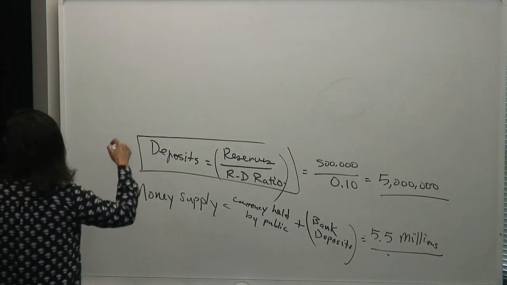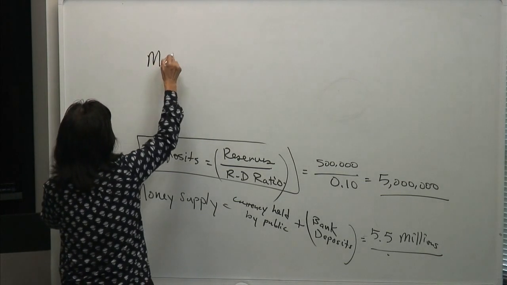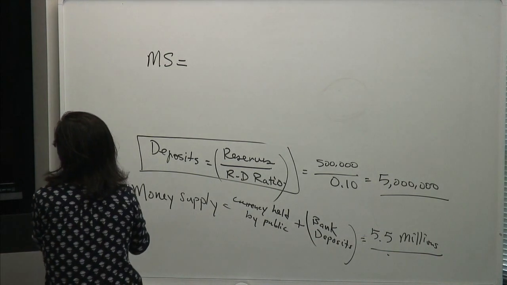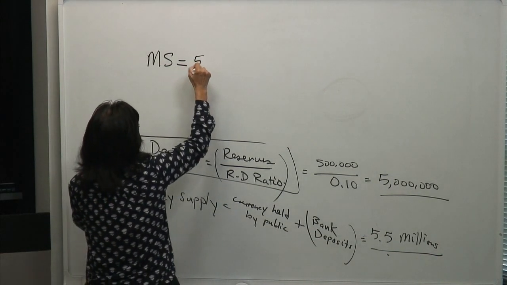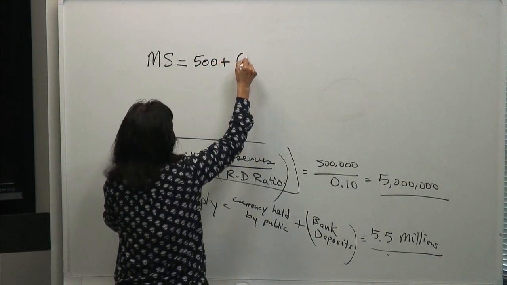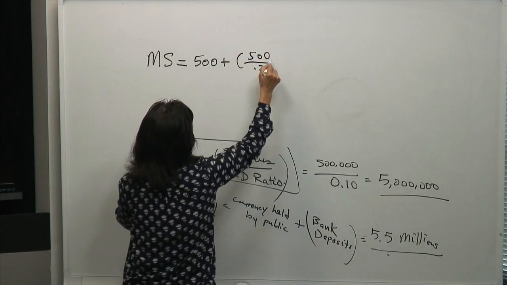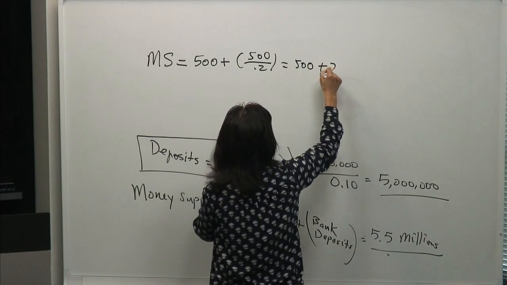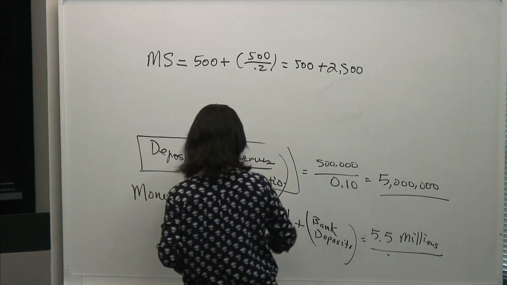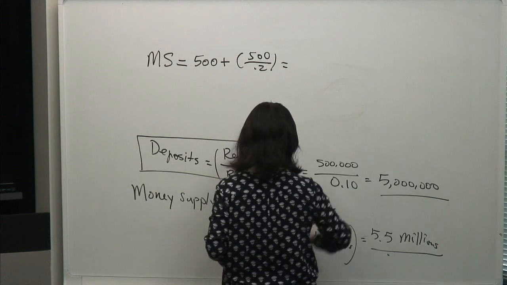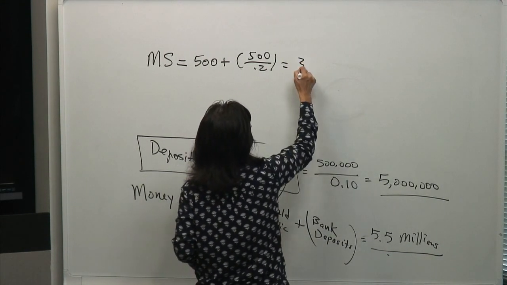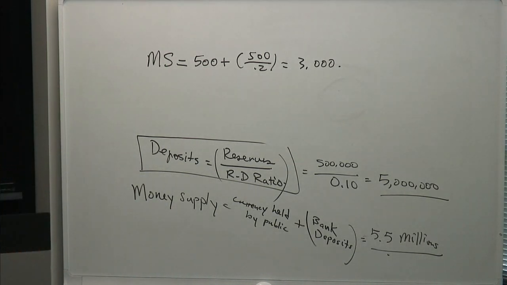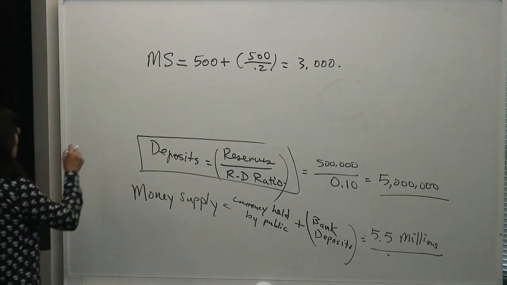So let's start out with money supply equals 500. I'm going to rewrite this one. You could rewrite this if you want. Oh come on, this is just copying. I'm going to skip that one and give you 3,000. Okay, so everybody write this line down, and then I'm going to ask you the question now.